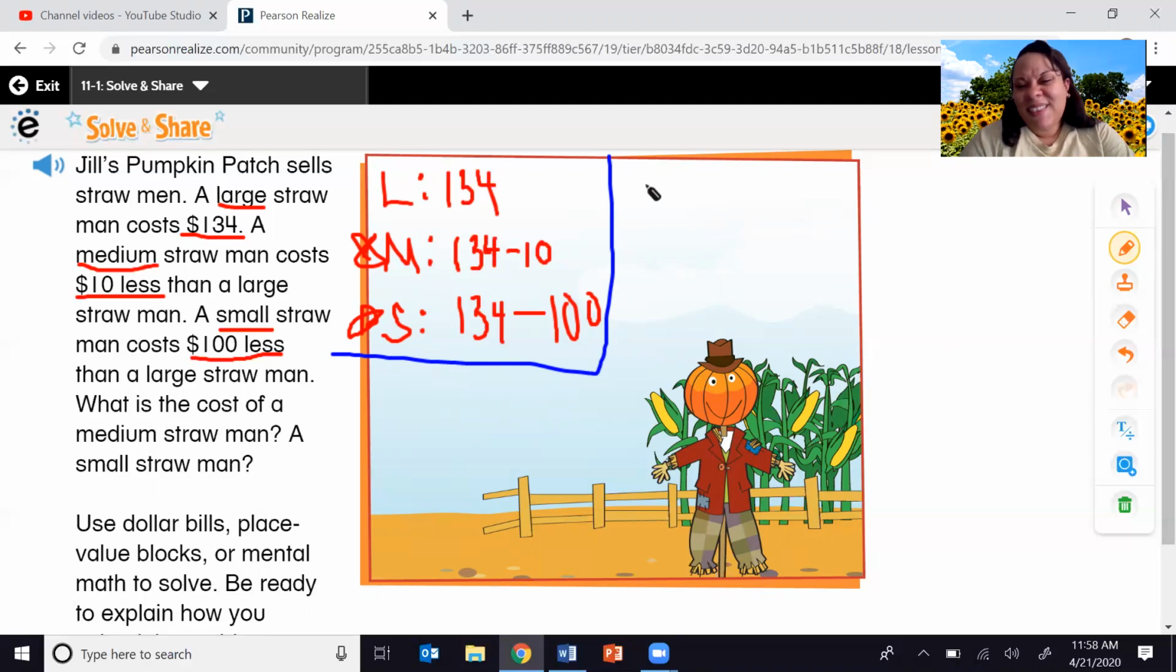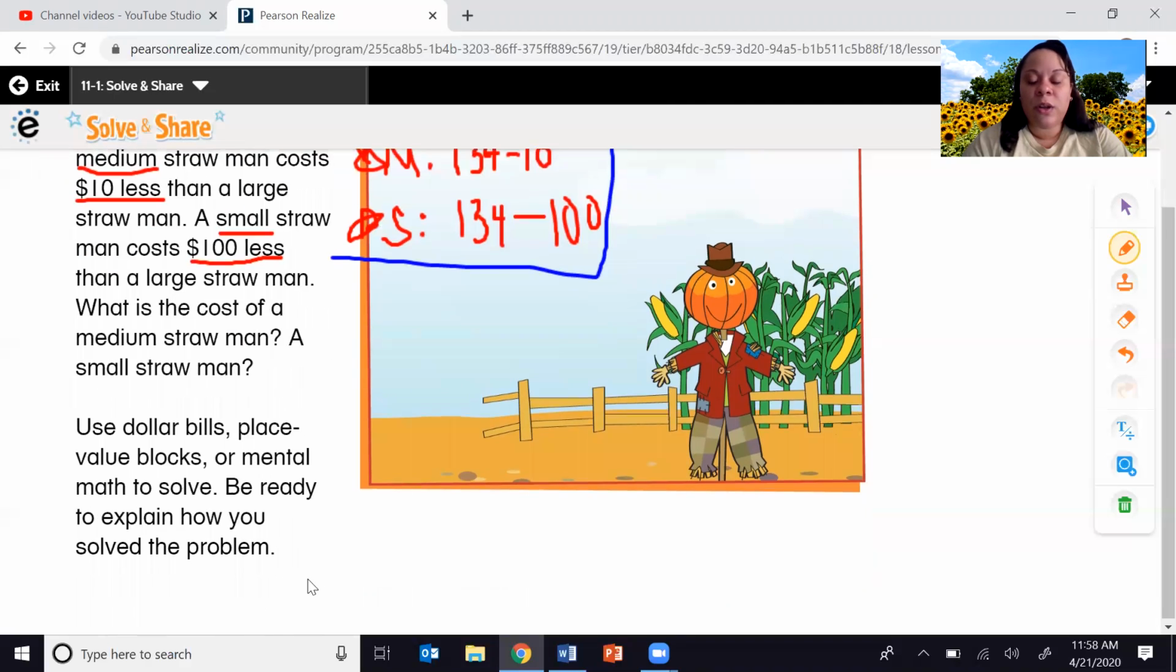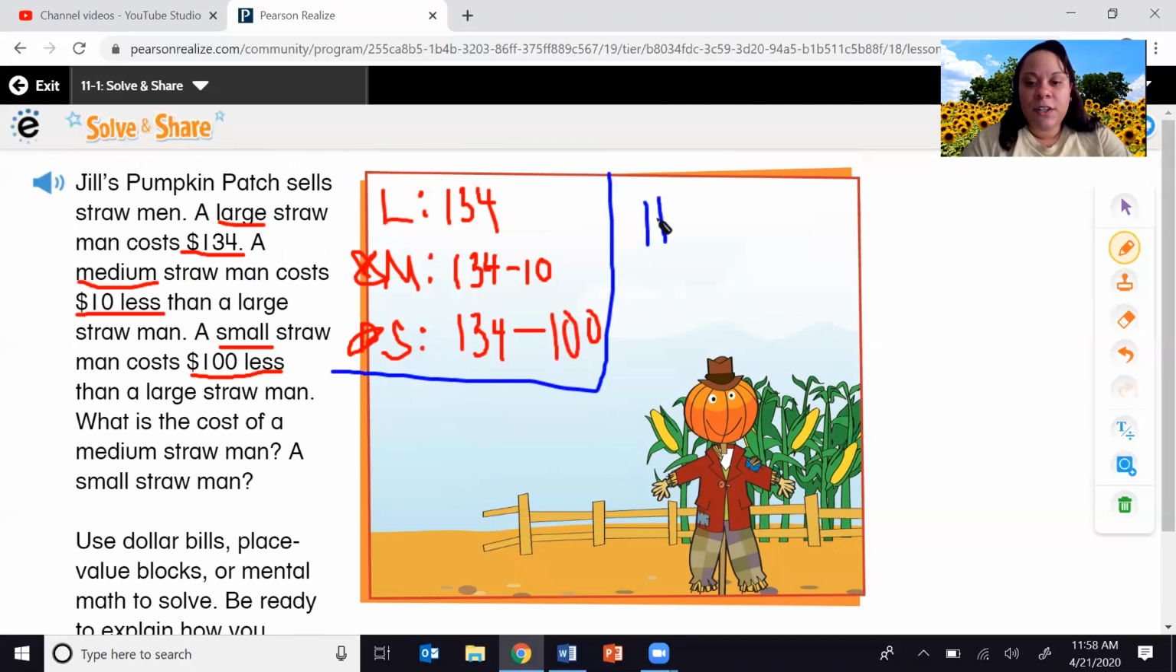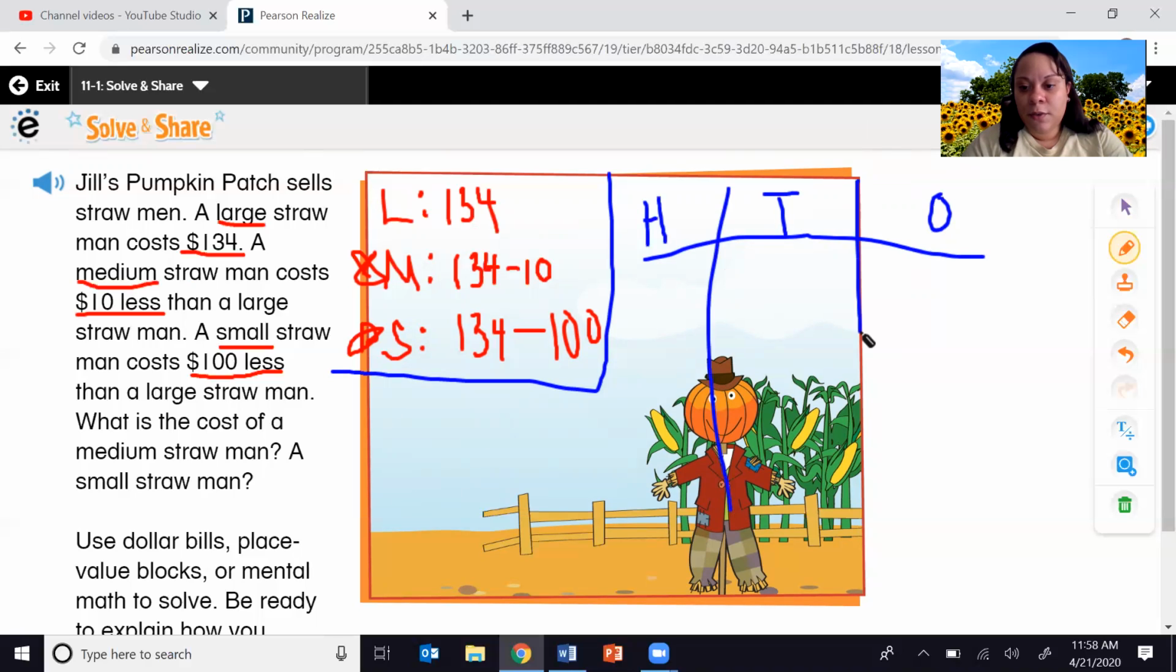So I think I'm going to do my base 10 blocks because it says use dollar bills, place value blocks, or mental math to solve. Be ready to explain how you solve the problem. So the first thing I'm going to do is place value blocks, just because you guys know Miss Ortiz loves her place value blocks. So I'm going to do my HTO chart. And then I'm going to split it down and split it down. Of course, guys, remember, I am not an artist. So then I'm going to draw my numbers, 134, because that's the big number.